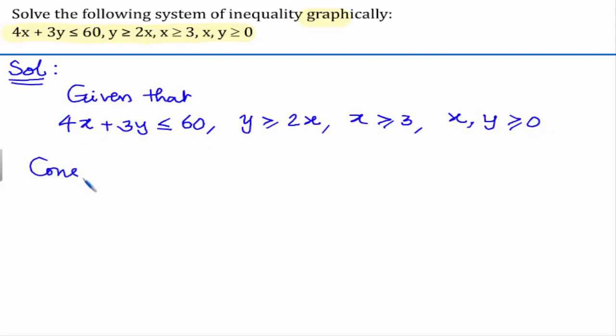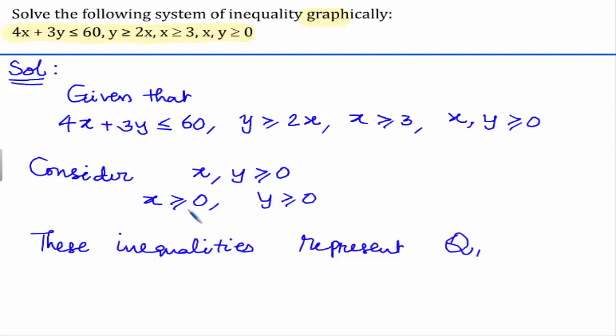Let us consider x comma y greater than or equal to 0. So here there are two inequalities. One is x greater than or equal to 0, the other is y greater than or equal to 0. Both of these represent quadrant 1. That means the solution of these two inequalities lies in the first quadrant. Let us draw the graph.